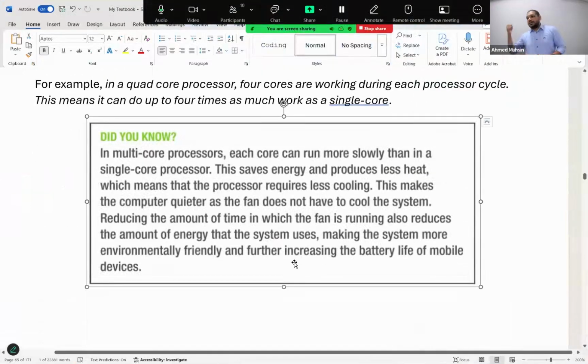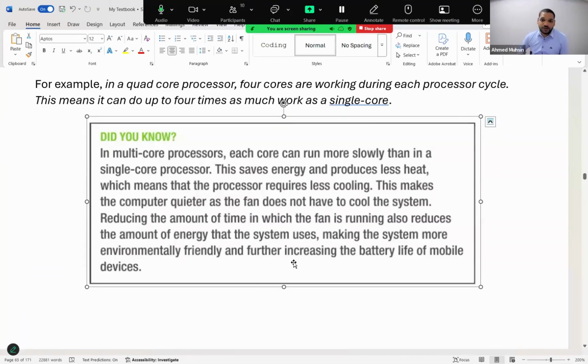Right, everyone, can you read this? Did you know fact below? I just explained it to you all. Why do we have multiple cores? It's written in words over here. The main reason we have multiple cores is to reduce the amount of heat being produced. That's one of the main reasons.